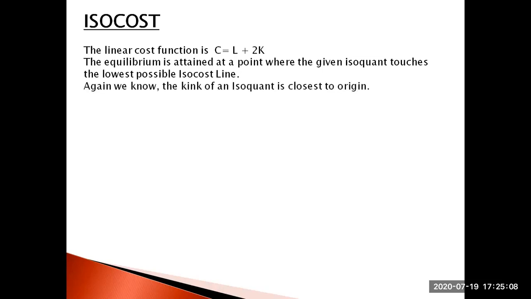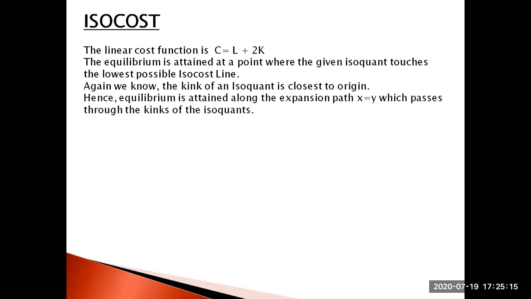As I mentioned before, the kink of an isoquant is closest to the origin. So if I need to consider the minimum cost that pertains to a given production function, then for our particular production function, since the kinks are always closest to the origin, all my equilibrium values will lie along those kinks. And those kinks lie along an expansion path y equal to x, where x equal to y equal to q by 3. So that is essentially my relevant expansion path. All my equilibrium points will lie on that particular expansion path.